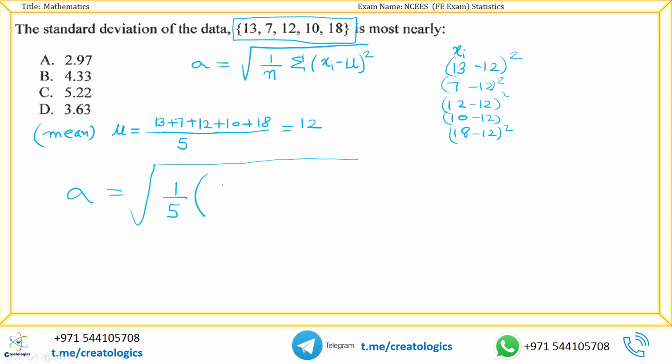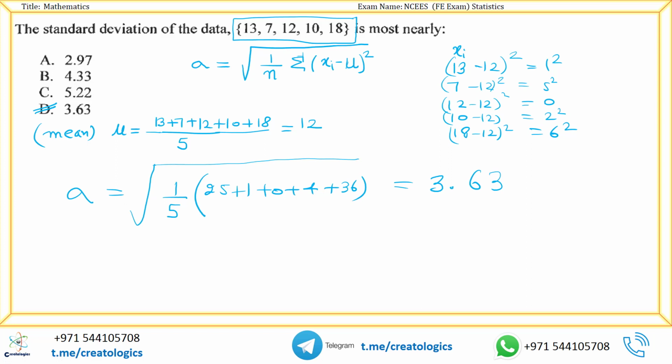If you simplify this, from the first one you will get 1 squared, here you get 5 squared, here you get 0, here you get 2 squared, and here you get 6 squared. So that will be 1 plus 25 plus 0 plus 4 plus 36, divide by 5 and take its square root. You can use your calculator, it will come out like 3.63. As you can see from the options, the nearest is option D, which is 3.63.